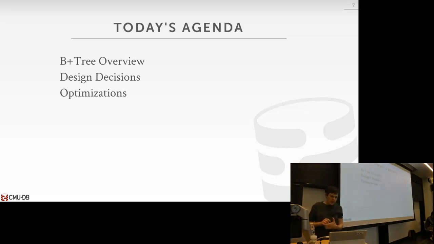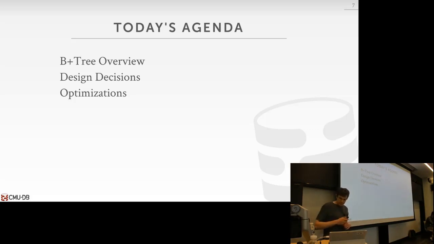All right, the things we're going to talk about today are an overview of what a B+ tree is, then we'll spend some time discussing the implementation details we have to be concerned with when we build out our index, and then we'll finish up talking about some additional optimizations that real systems do to make this thing useful in practice.